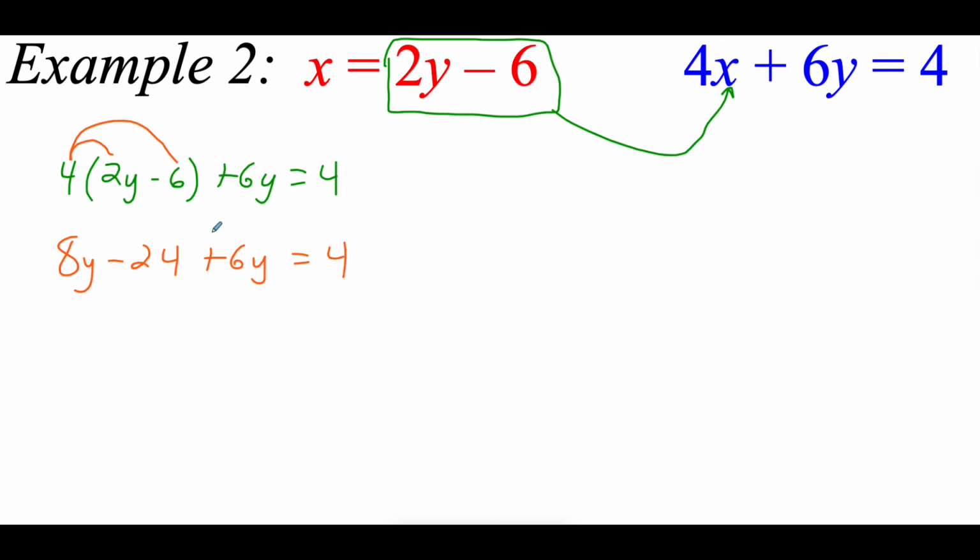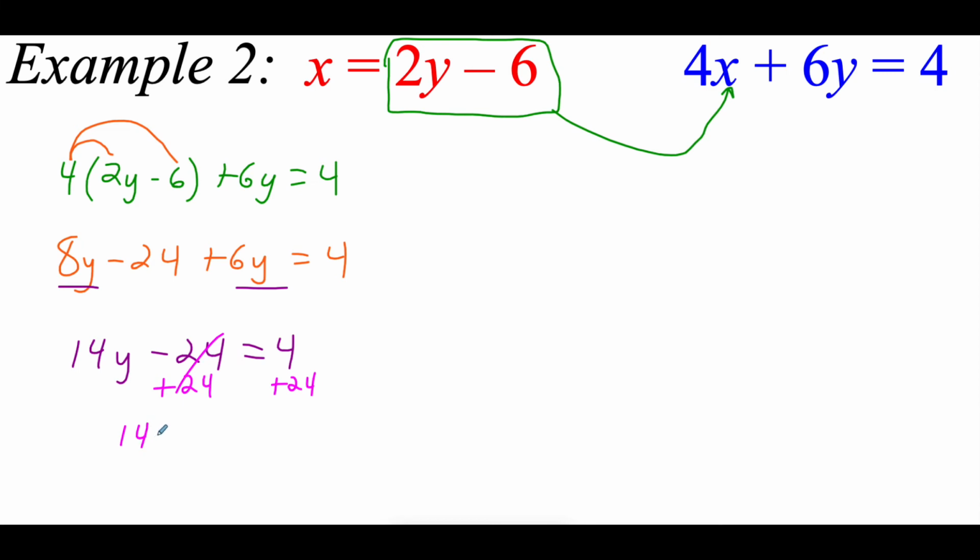On the left-hand side, I notice that there are a couple of things that have y's on them. We've got the 8y and the 6y. Those are like terms, so we're going to add those together to get 14y. We still have the minus 24, and this is still equal to 4. We're solving to get y alone. I'm looking at this minus 24. In order to get rid of that, we're going to add 24 on both sides of our equation.